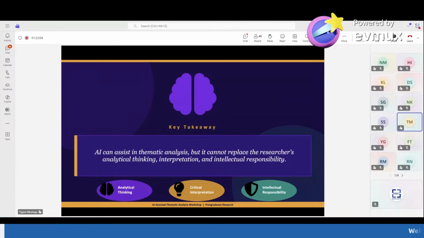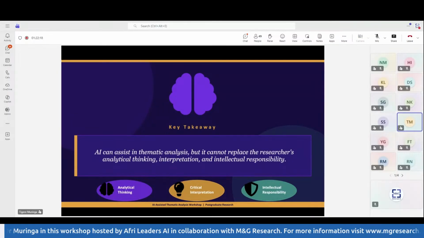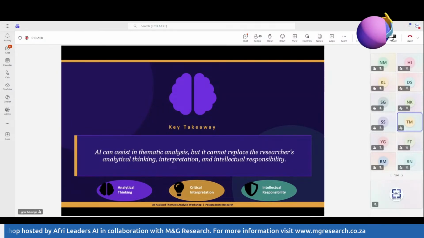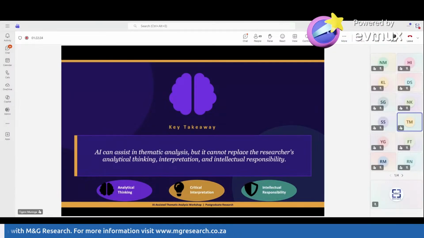So the key takeaway is that AI can assist in thematic analysis, but it cannot replace the researcher's analytical thinking, interpretation, and intellectual responsibility. Analytical thinking, critical interpretation, and intellectual responsibility all remain the researcher's responsibility, and AI assists in thematic analysis. So thank you so much. This is our conceptual presentation.